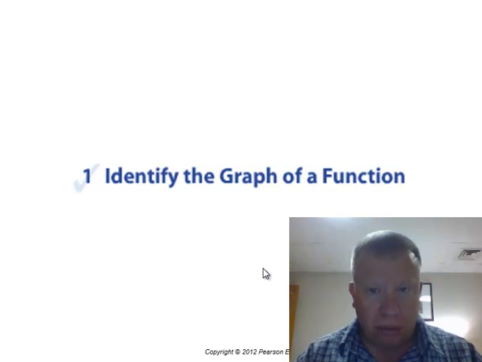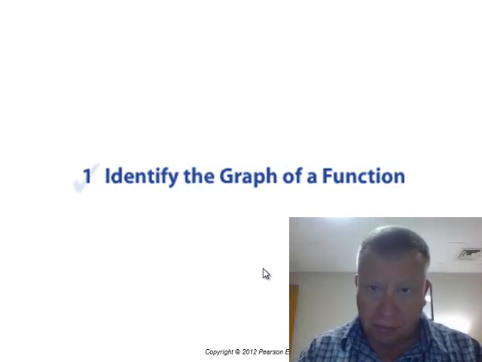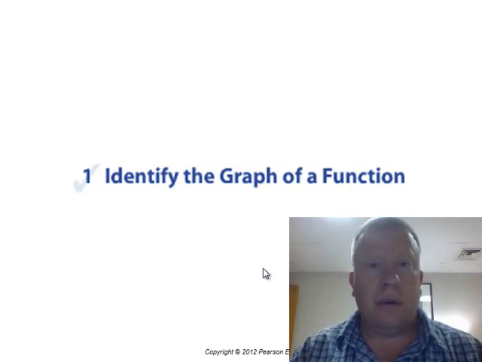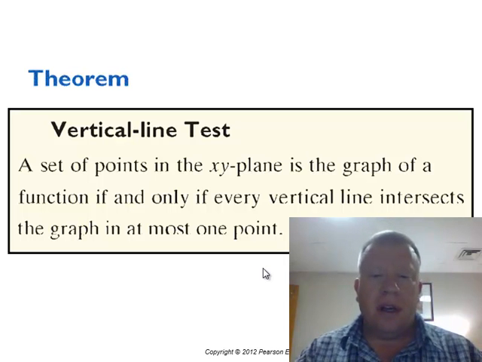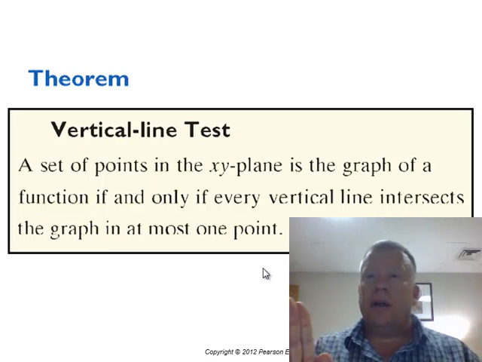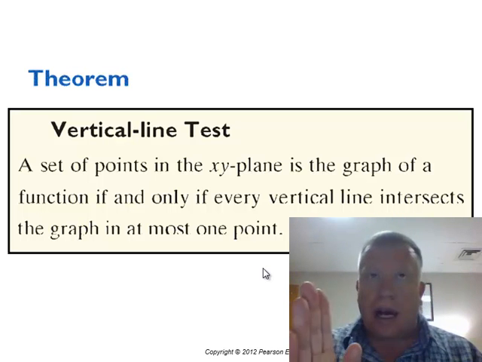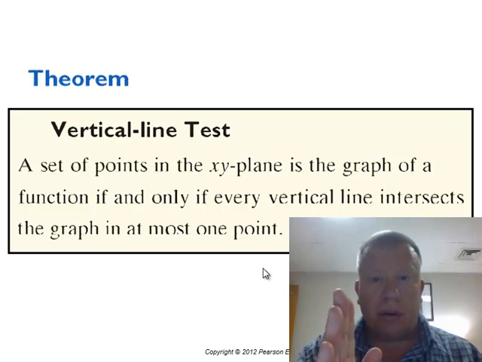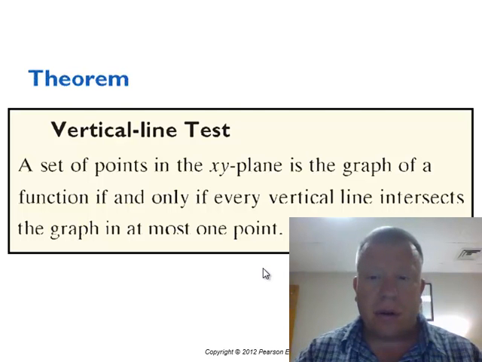We know what a graph is, right? And we know what a function is. But how do we know that we're looking at the graph of a function? The short answer is the vertical line test. The vertical line test is basically where, if you have a vertical line that hits the graph anywhere at two or more points, then that graph is not the graph of a function.